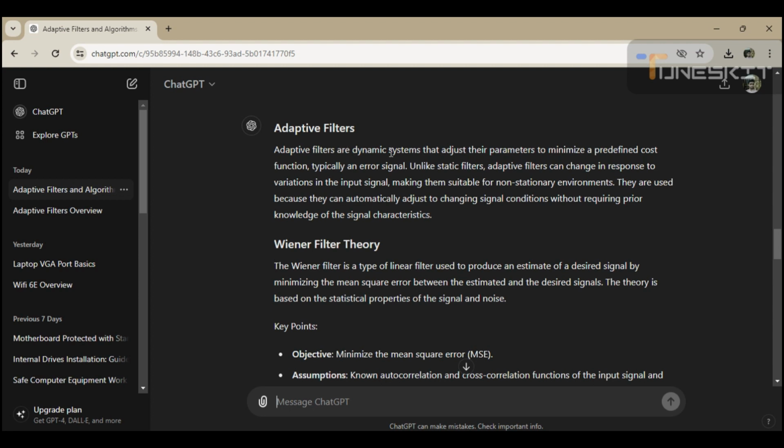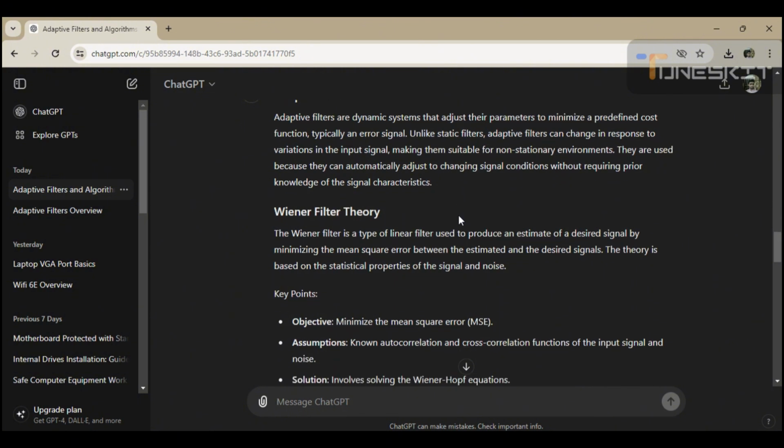Adaptive filters are dynamic systems that adjust their parameters to minimize a predefined cost function, typically an error signal. Unlike static filters, an adaptive filter can change in response to variation in the input signal, making it suitable for non-stationary signals and dynamic environments. They are used because they can automatically adjust to changing signal conditions without requiring prior knowledge of signal characteristics.